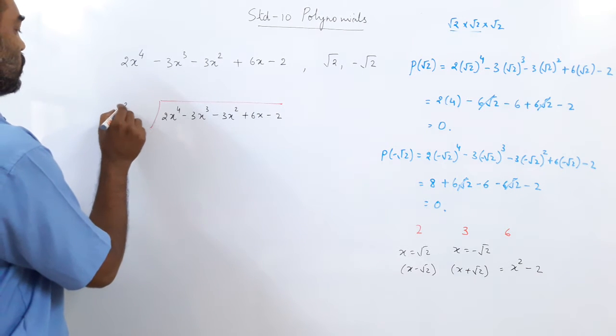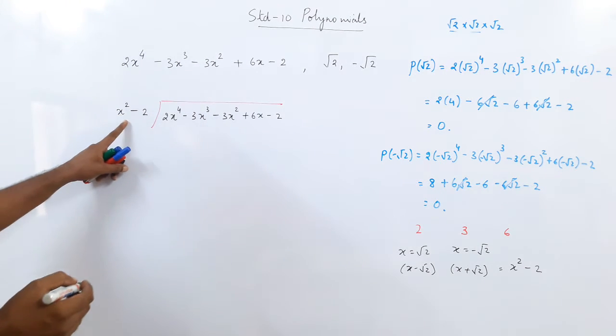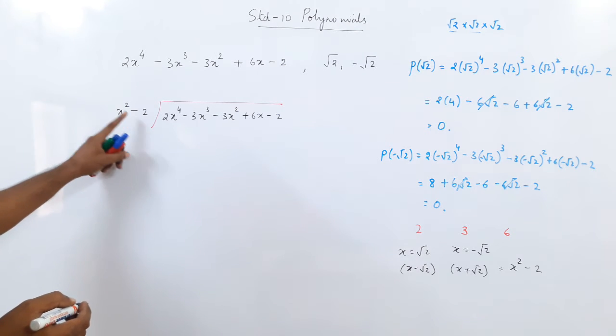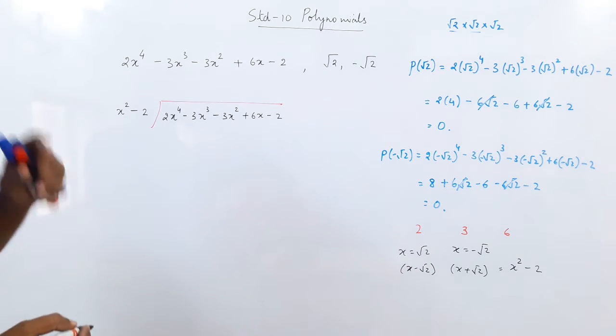We have got x square minus 2. Now note here, we have got a degree 2, but there is no degree 1. There is no x term here. Degree 2 and directly this. So take care during the division.